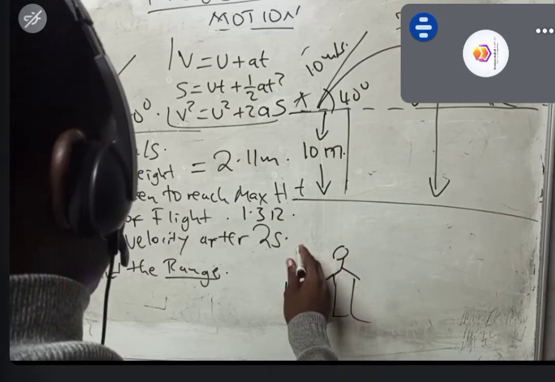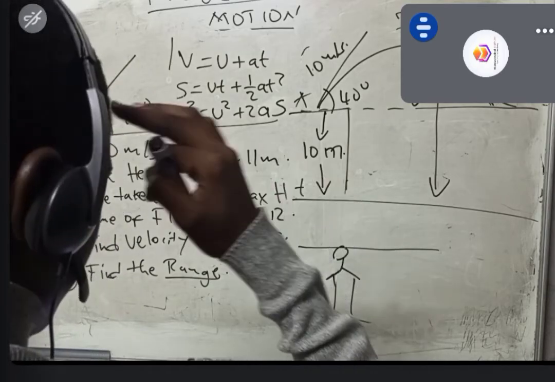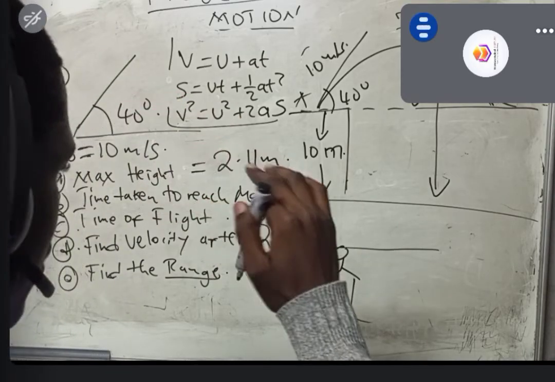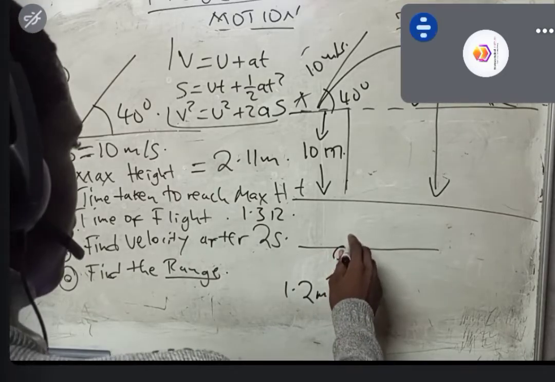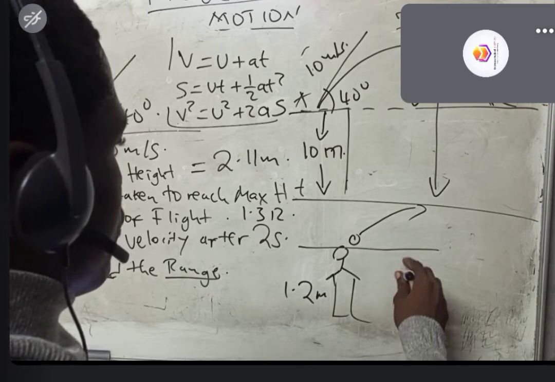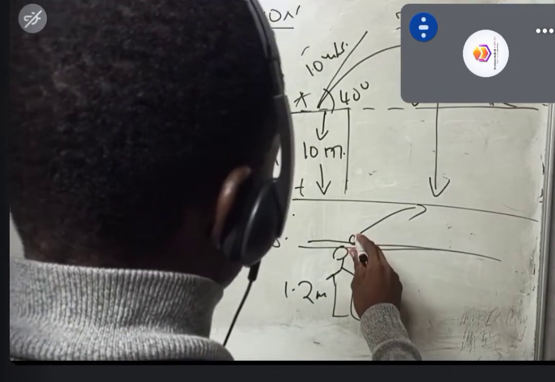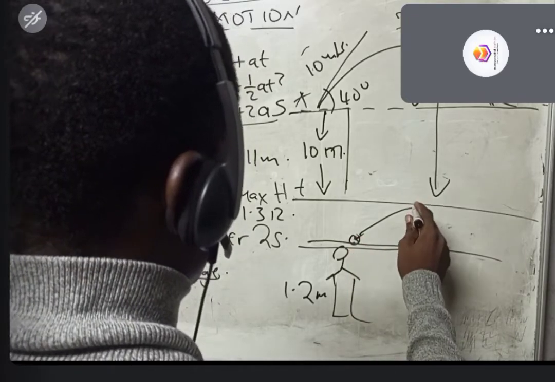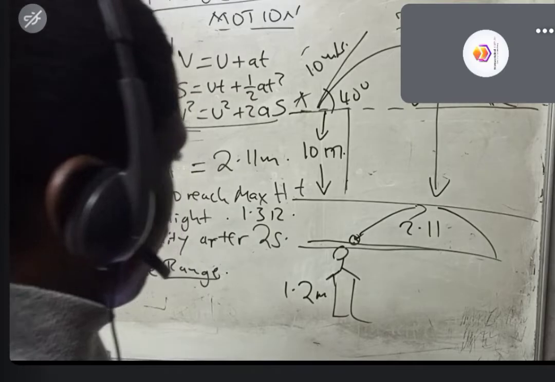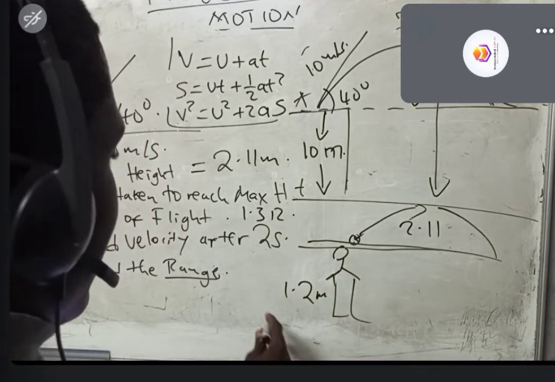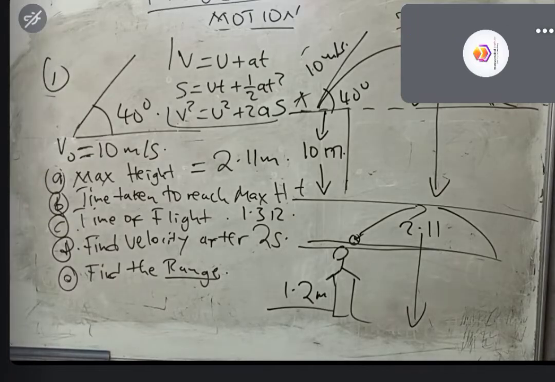Then he throws something from this point going up. So when you do calculations, you are determining the maximum point from this person's head. Then that is 2.11, let's say. So for you to find the maximum height, you need to add the height of this person. That's a basic idea there.